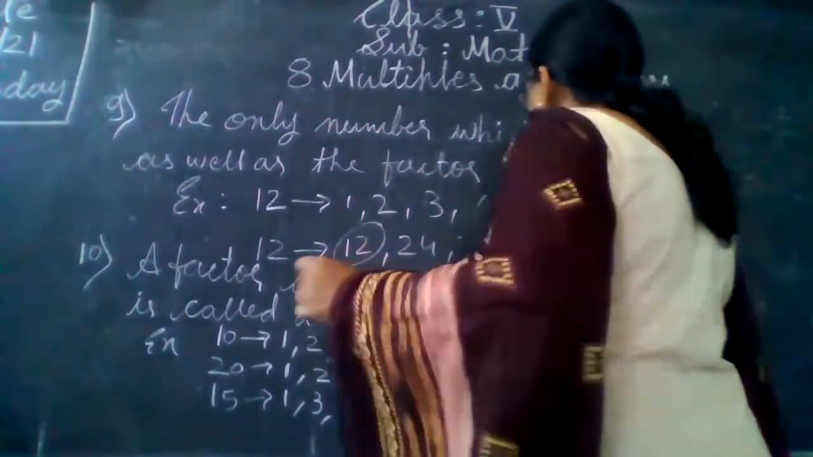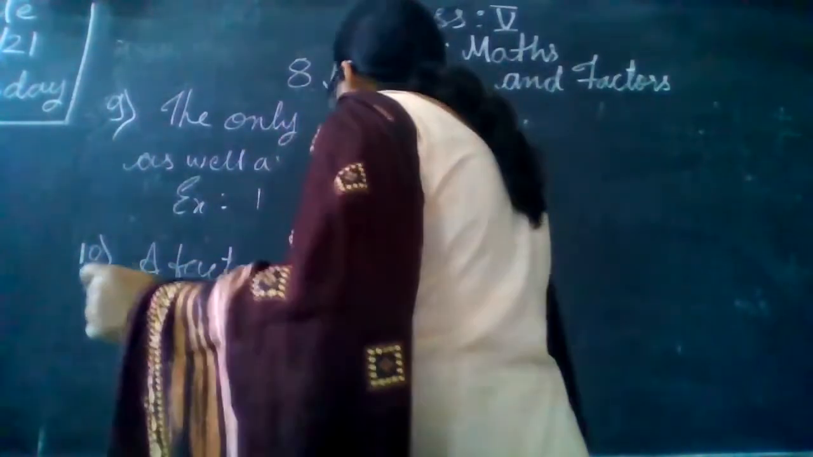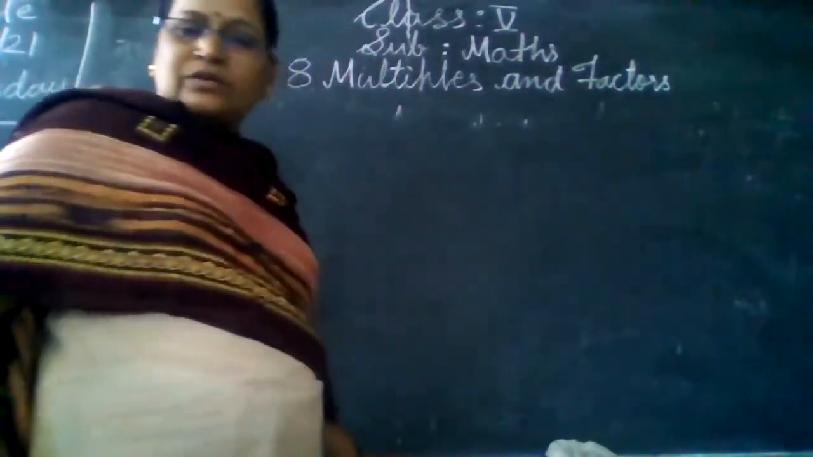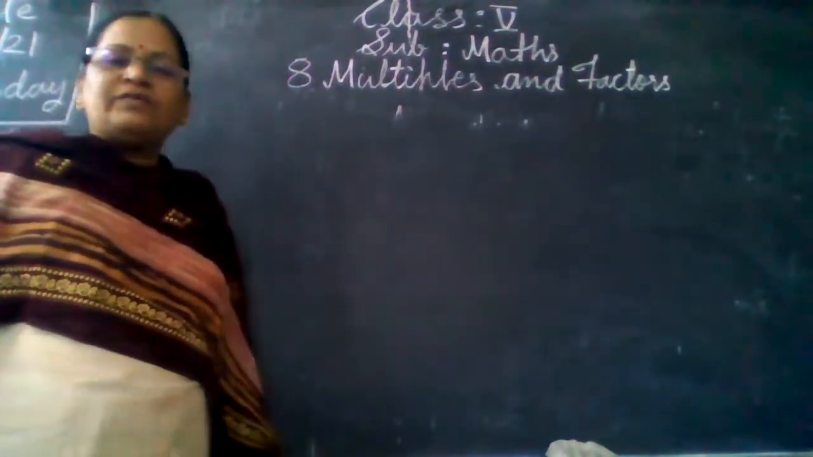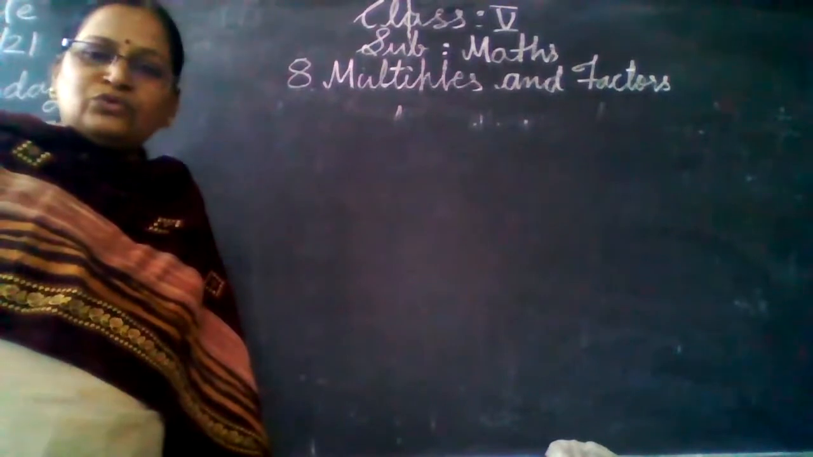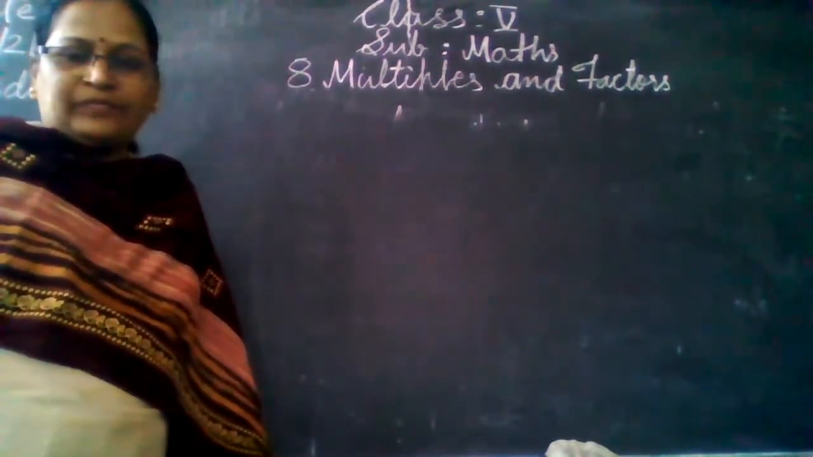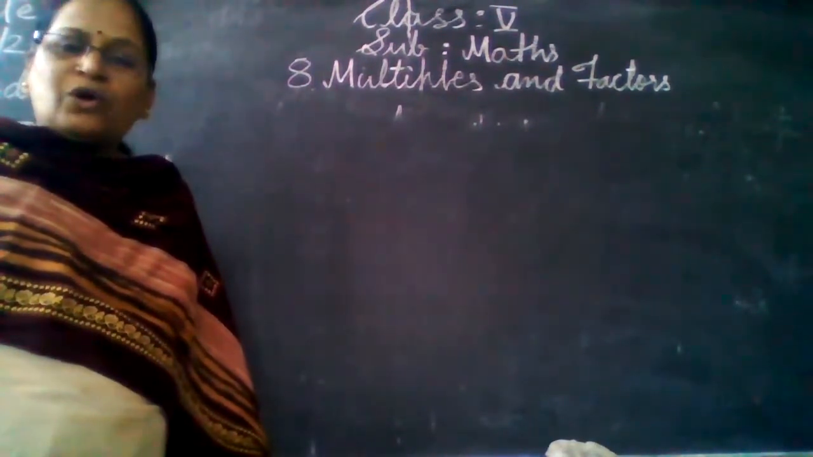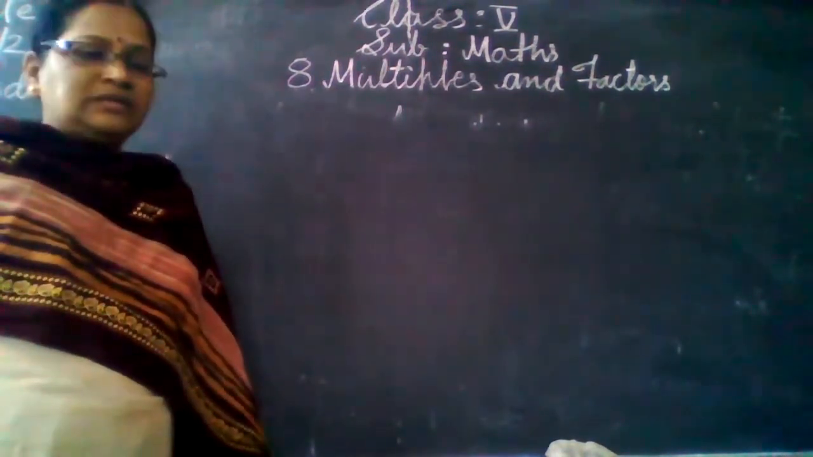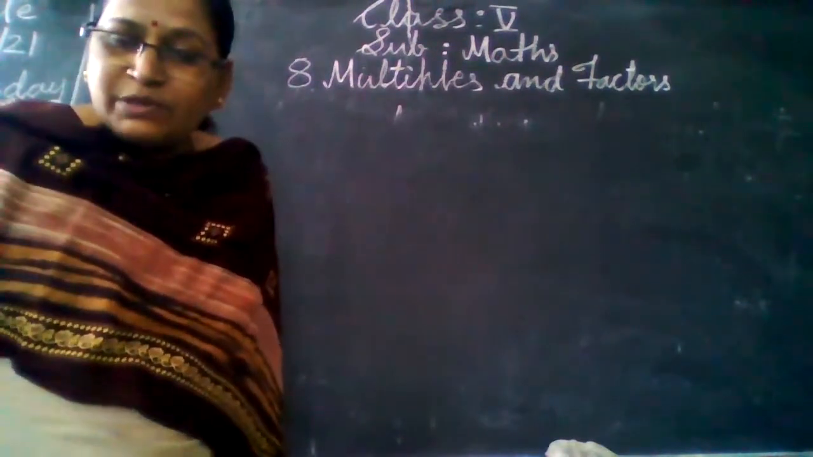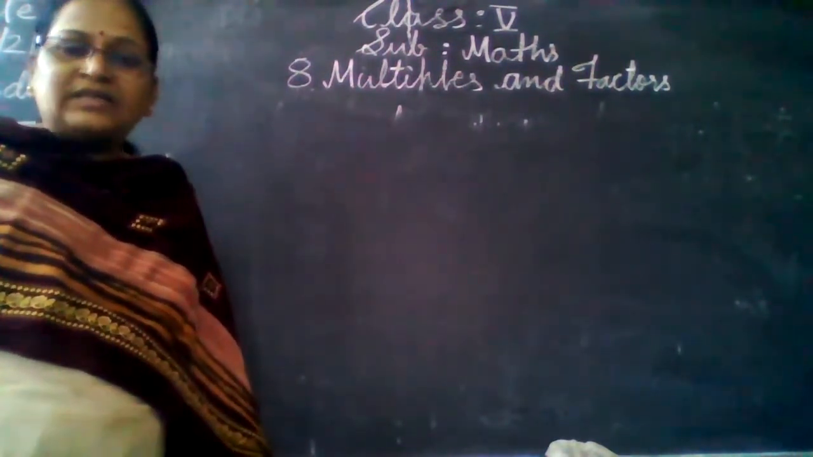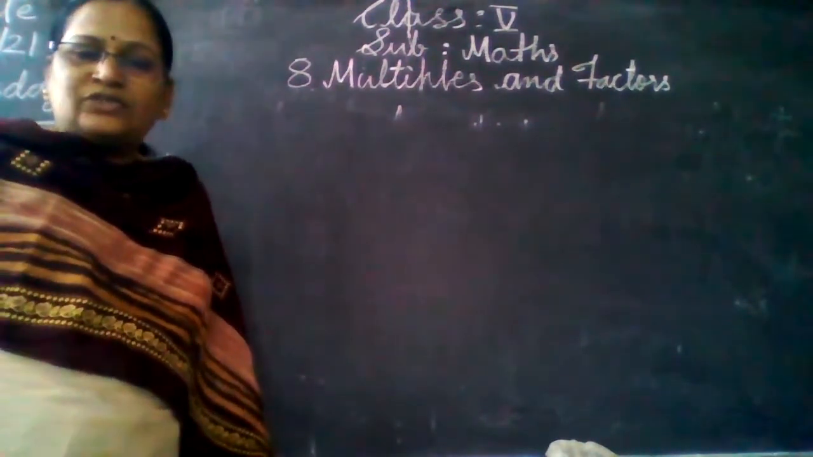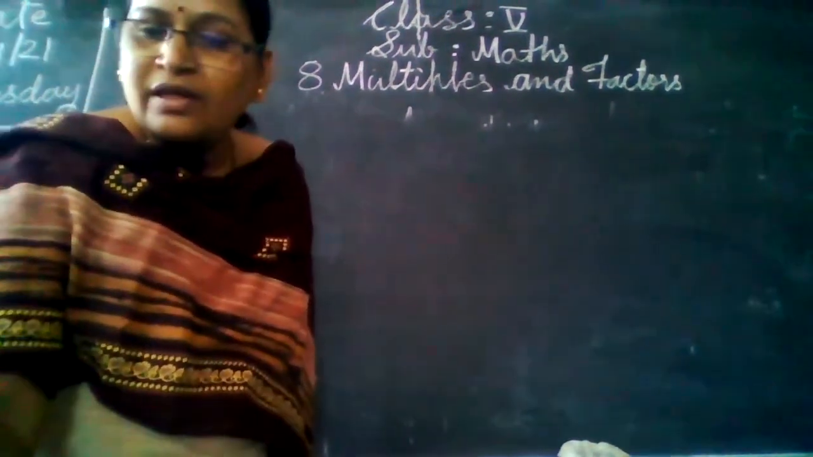Okay. So children, tomorrow we will learn about the divisibility test for 2, 5 and 10. Which numbers are divisible by 2, 5 and 10? So it is what, beta? Divisibility test. So we will see it tomorrow.